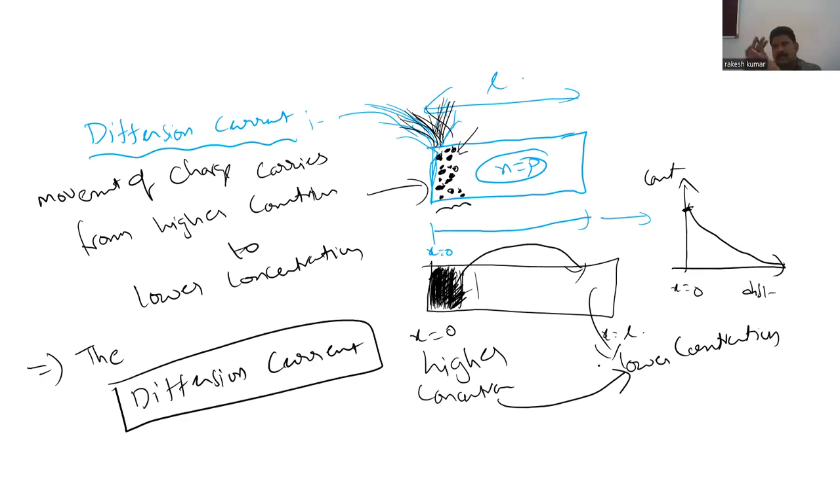Here you are not applying any external supply voltage, whereas drift current cannot exist without application of some external voltage. For diffusion current, there is no need of external voltage. If there is non-uniform concentration, charge carriers automatically move from higher concentration to lower concentration.